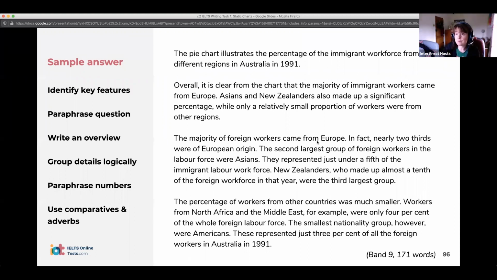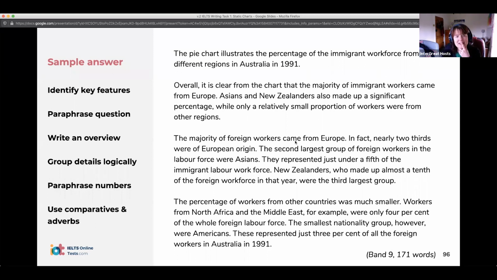In the overview, you can do two overviews if you like. So you can say in the first chart, we can see that da da da da da, while in the second chart, da da da da da. So you give two overviews, but still in one paragraph. Okay.